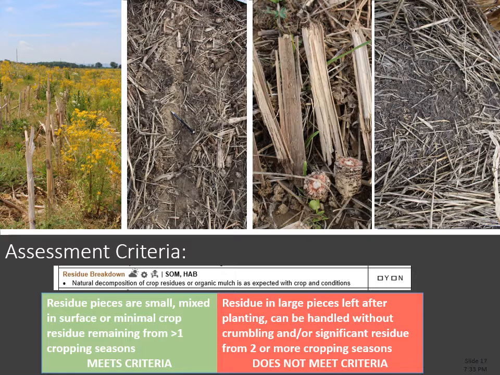We're not seeing a lot of other residues in this system. And that cereal rye residue is doing what it's supposed to do. It's protected that crop and that field during the critical erosive period. It's protected that field during the growing season, during the heat of summer, reduced the evaporation, so we've kept that moisture in the field for the growing crop.